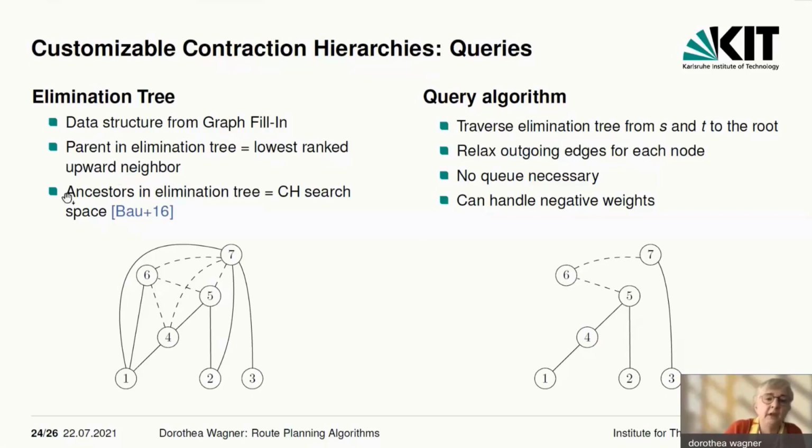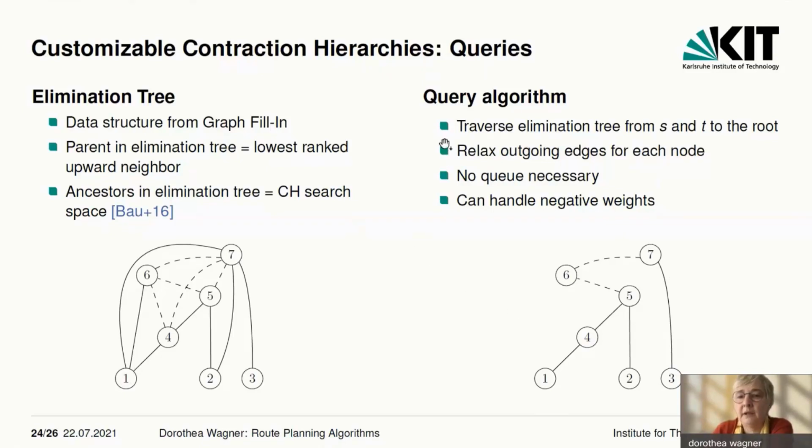A tree. So this is the elimination tree, and the ancestors in this elimination tree just induce the search space of contraction hierarchies. So on the right side, we have this induced elimination tree, with just the edge from each vertex to the neighbor of lowest rank. So from 1 to 4, from 2 to 5, from 4 to 5, and so on. And then we can just use this tree in order to compute the shortest path between S and T.